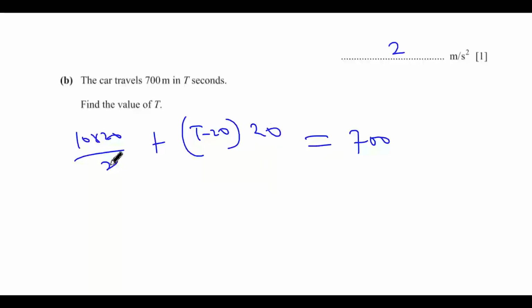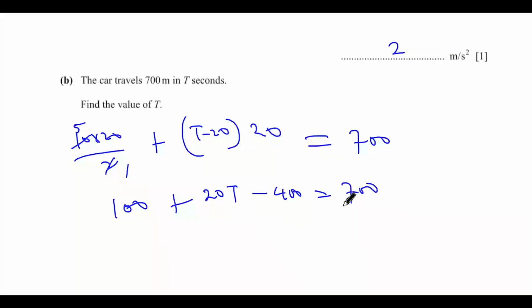So let's expand this. 10 times 20 divided by 2 gives 5 times 20, so this will give us 100. Then plus, let's expand this bracket here. That will be 20 times t, 20t, then minus 20 times 20, that will be 400, equals to 700.